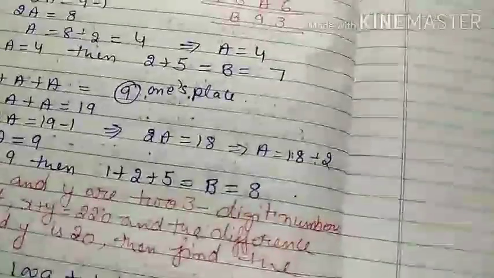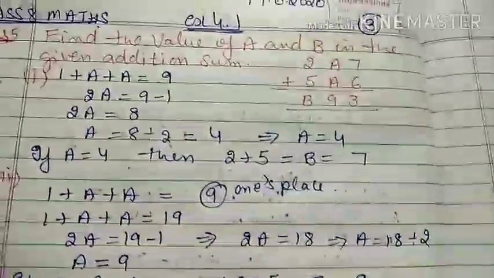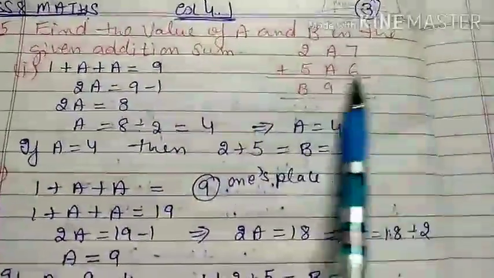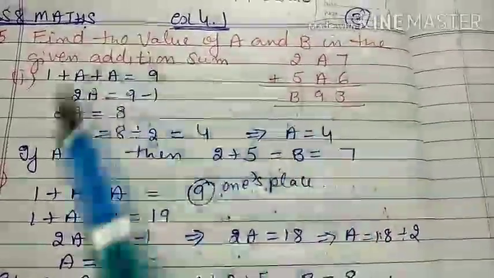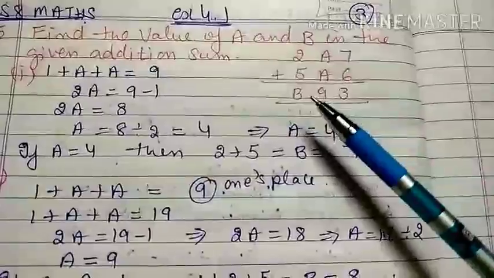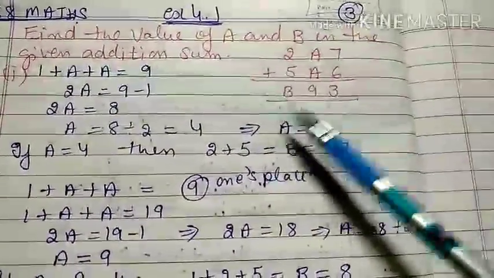Now your fifth question is, you have to find the missing variable value. If you have two numbers given to you, like 2a7, 5a6 and b9, 3. You have to find the value, what will be the value of a and b.